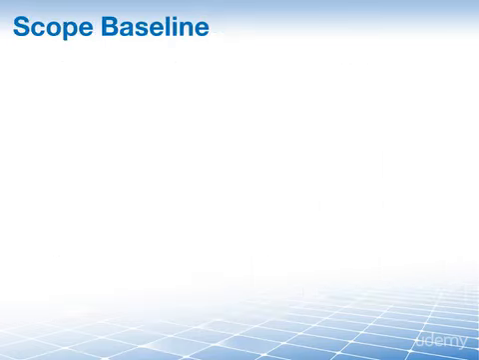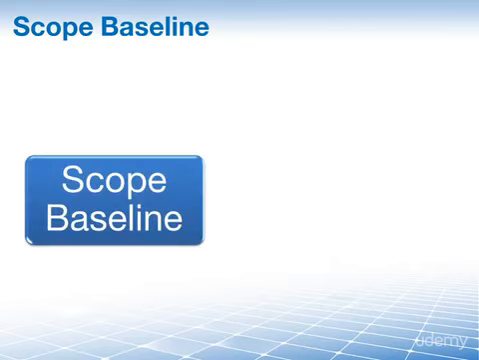As we have learned earlier on in this lesson, the overall project management plan doesn't just consist of subsidiary plans, it also consists of some subsidiary documents. And one of these documents that we want to look at here to close out this lesson is the scope baseline.